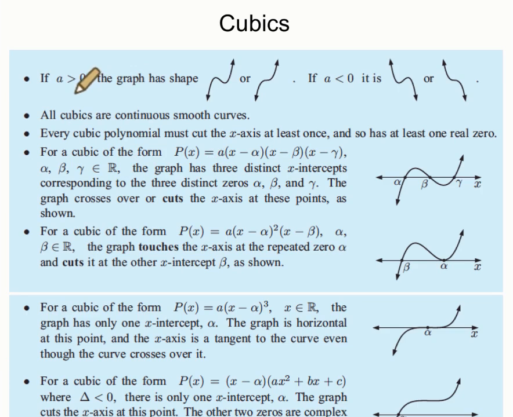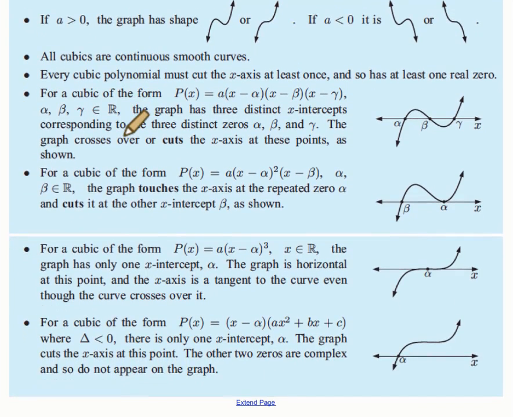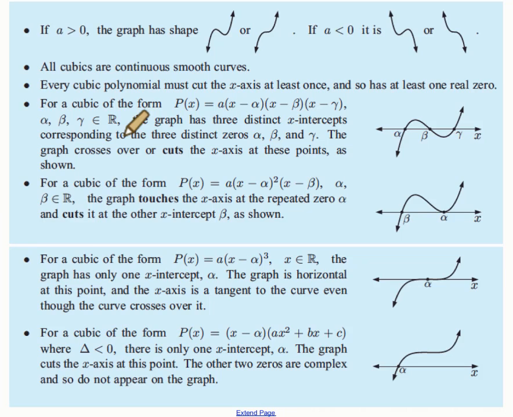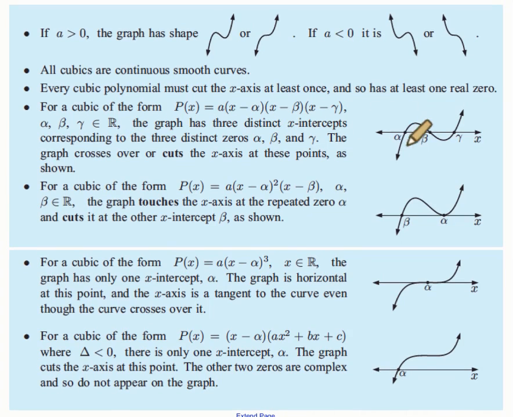If we have ax cubed and a is greater than 0, the cubic's going to look like this, and if a is less than 0, negative, it's going to have the general shape of this. All of this, good stuff. It's kind of obvious how if we cross the x-axis 3 times, we're going to have 3 different roots for the cubic and some coefficient a.